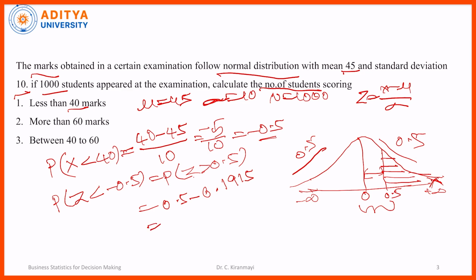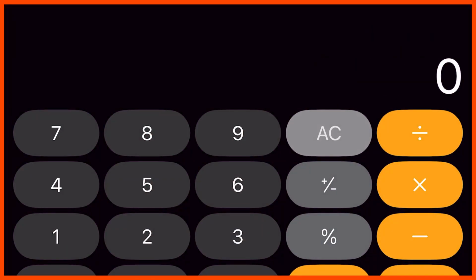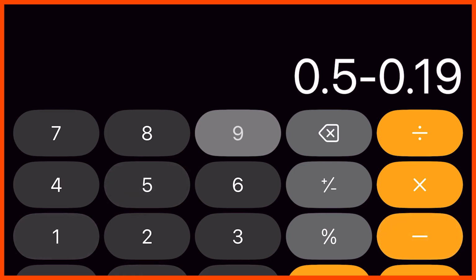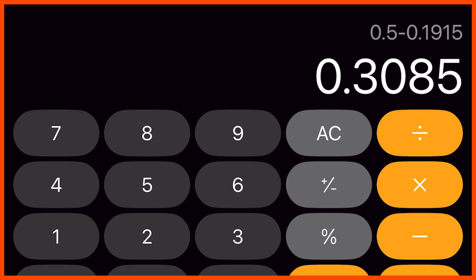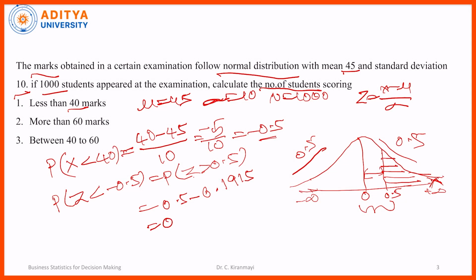Now, we have to subtract this value from 0.5. So, 0.5 minus 0.1915 is 0.3085, which is approximately 31%. So, it means that there is a 31% chance to score less than 40.